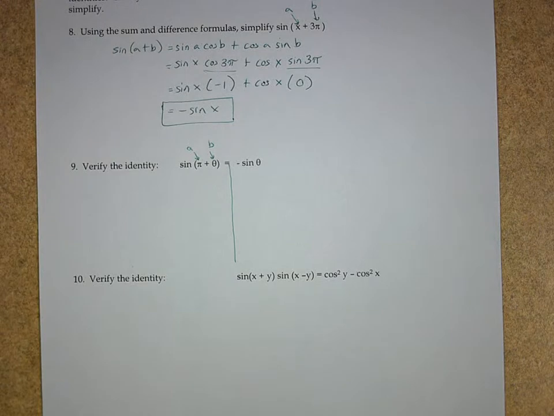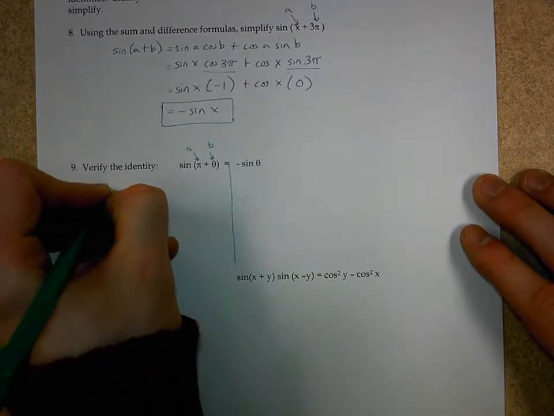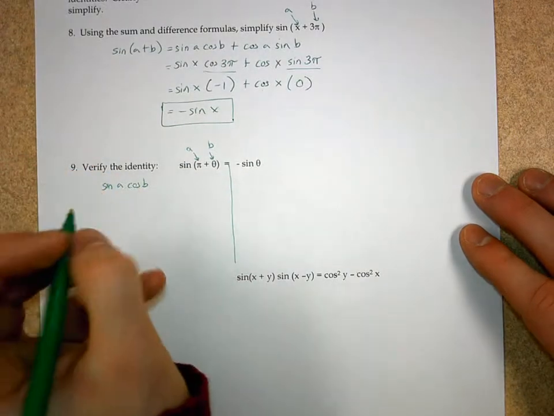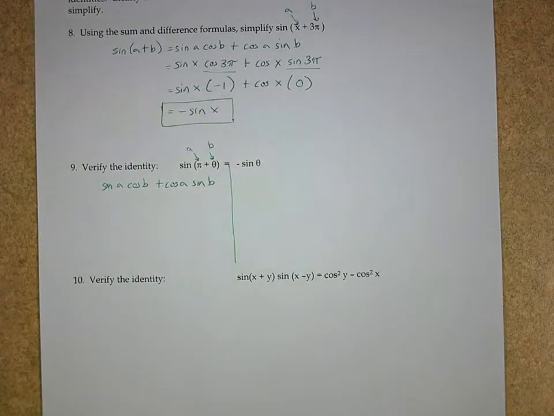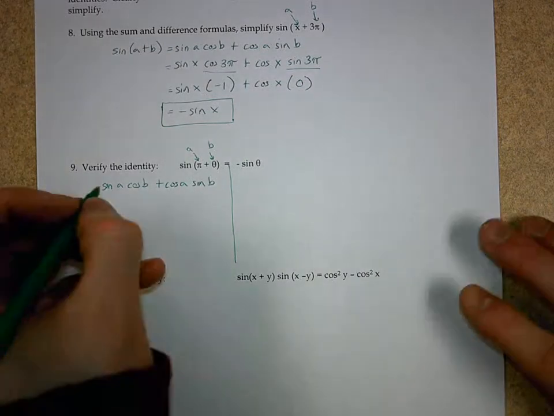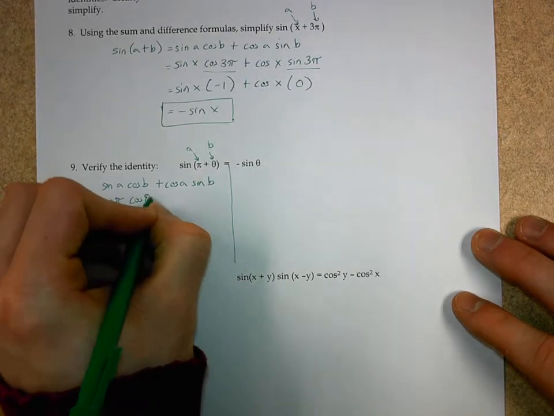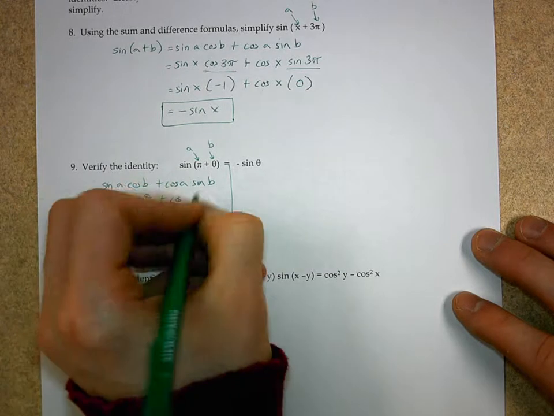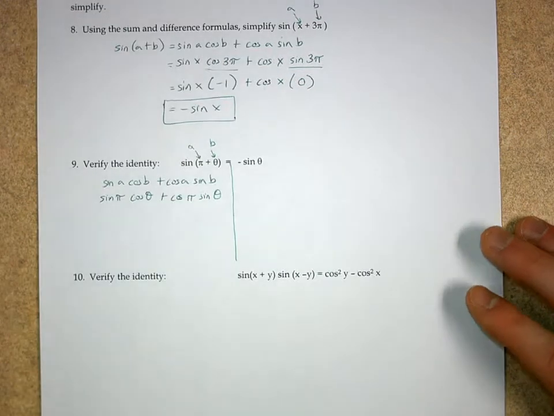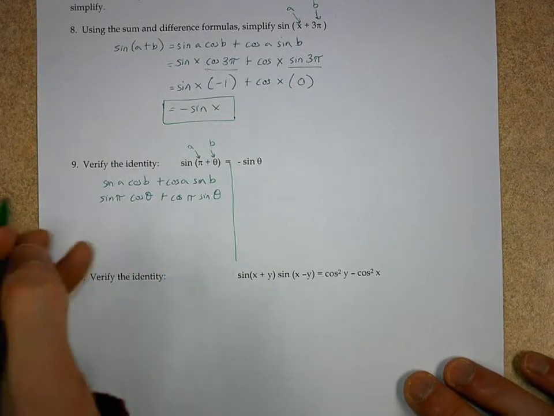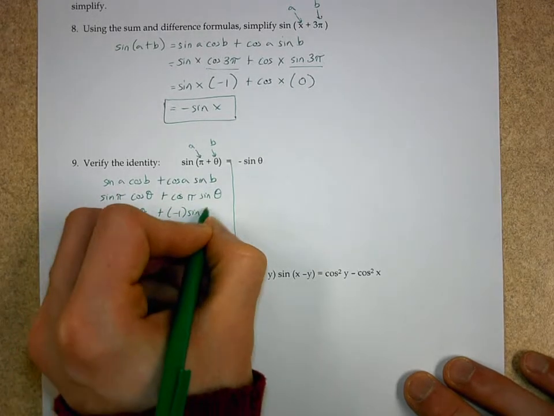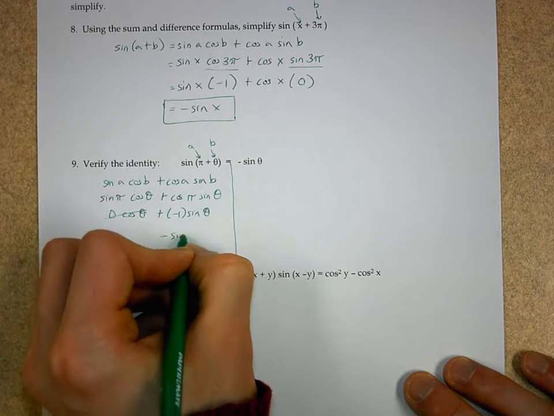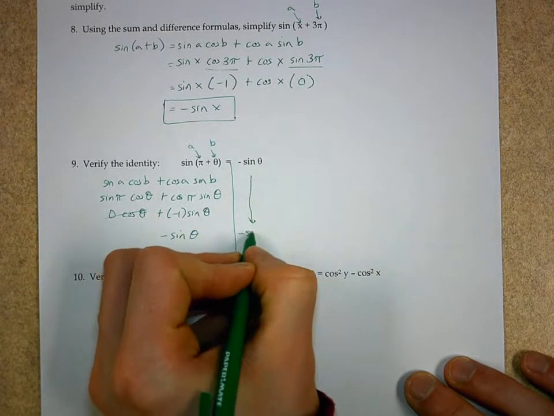So the sine of pi plus theta is the sine of a plus b. So sine of a cosine of b plus cosine of a sine of b is the sum formula we're going to use. We know a is pi and b is theta. So the sine of pi, cosine of theta, plus the cosine of pi, sine of theta. Sine of pi, as we said before, is 0 times the cosine of theta. The cosine of pi is -1. So that whole quantity goes away, and I'm left with negative sine of theta.